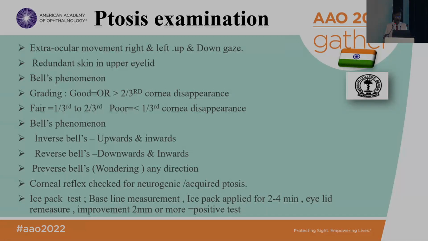Corneal reflex can be checked in all patients, and you also do an ice pack test if you have the facility. Baseline measurement, ice pack applied for 2 to 4 minutes, then eyelid movement measurement. Improvement of 2 millimeters or more is a positive test. Basically, the cold temperature inhibits the breakdown of acetylcholine by cholinesterase, which may improve the muscle function and improve the ptosis.